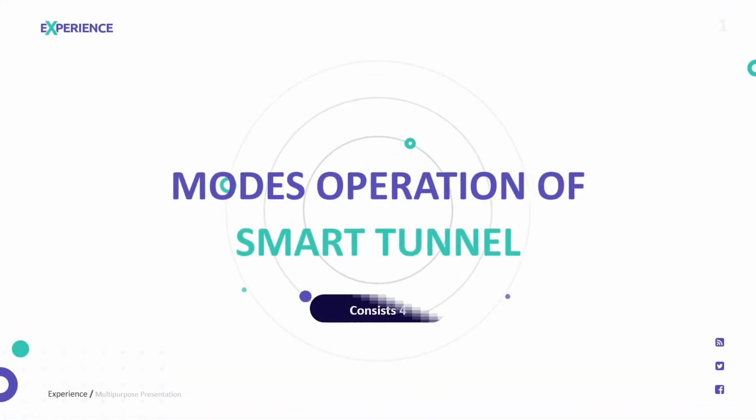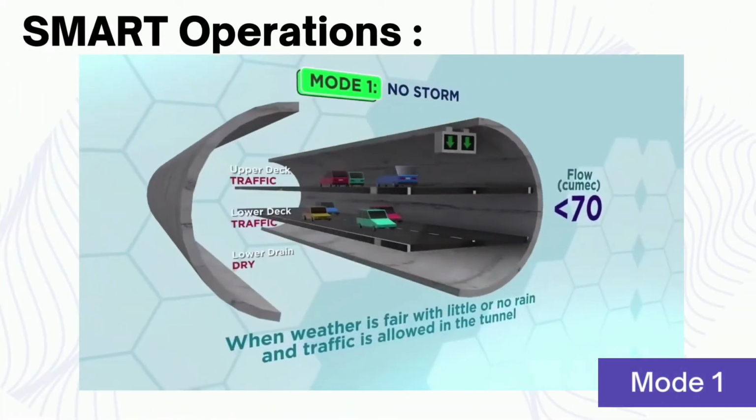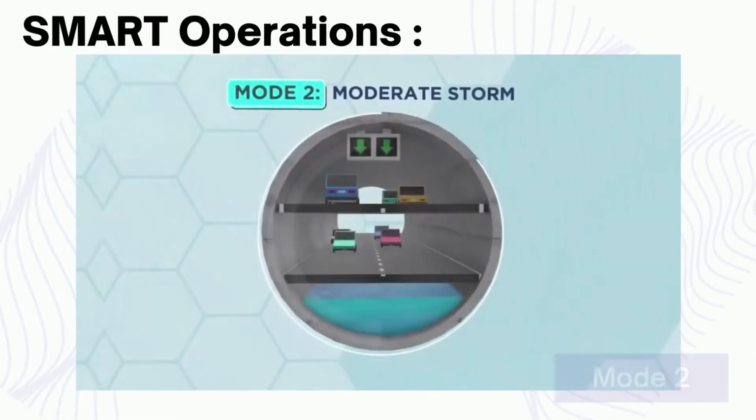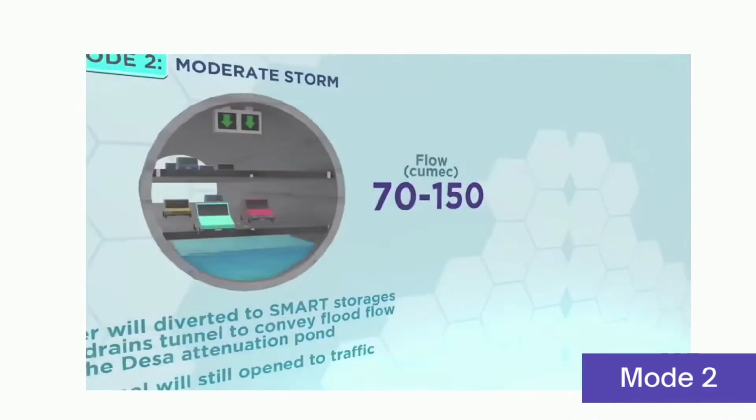The operations of SMART can be divided into 4 modes. The first mode is normal conditions, with no storm or floodwater, where the tunnel is open for traffic. The second mode is moderate rainfall. The flow rate will be 70 to 150 meter cube per second. The tunnel is still open for traffic.